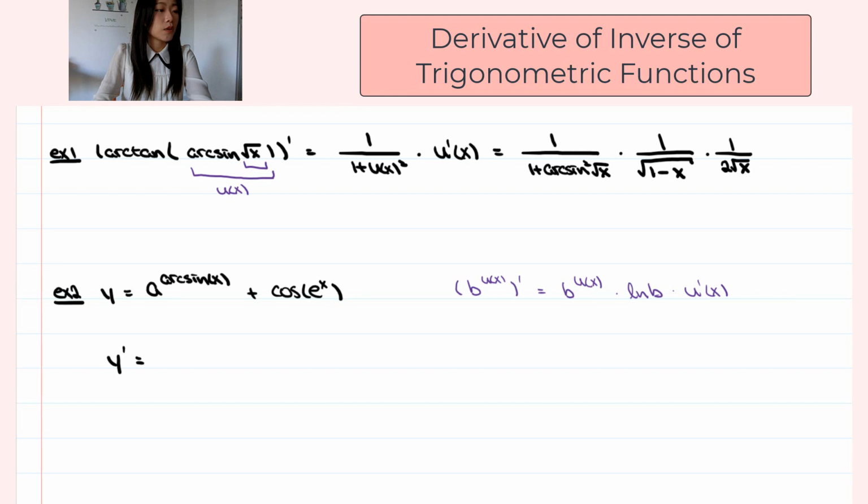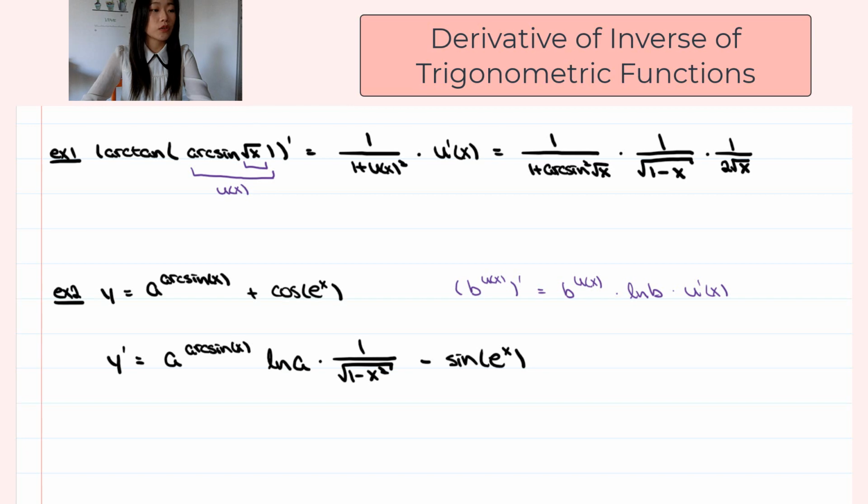So the first term equals a to the power of arcsine of x, then times ln of b, and b here is the a, and times derivative of the inner function, which is 1 over square root of 1 minus x squared. And the second term, we have cosine of e to the power of x. Derivative of cosine is negative of sine. So minus sine of the inner function, e to the power of x, then times the derivative of the inner function, which is still e to the power of x.